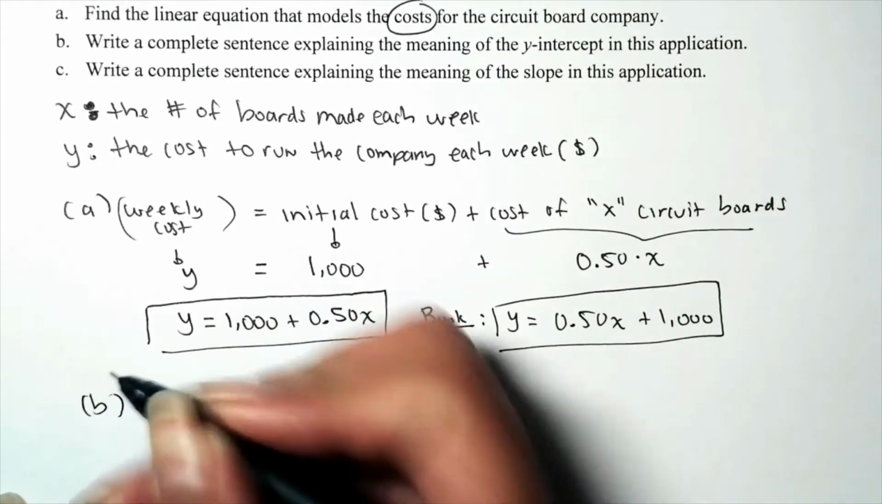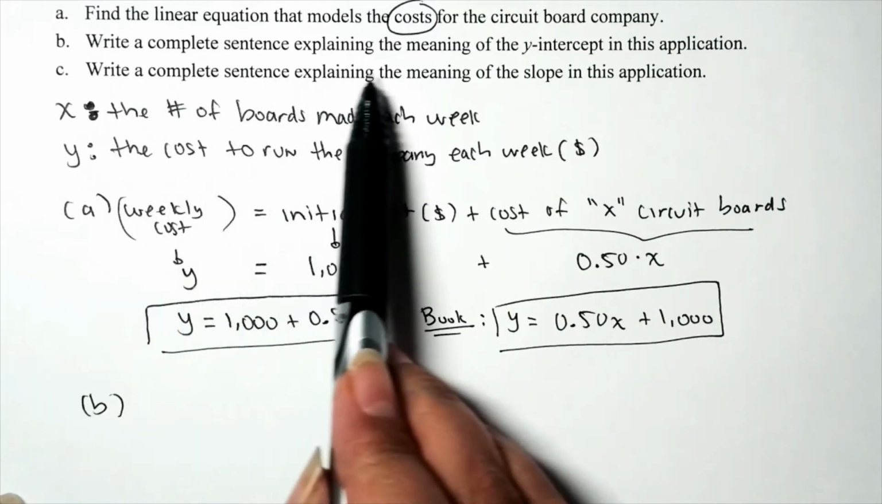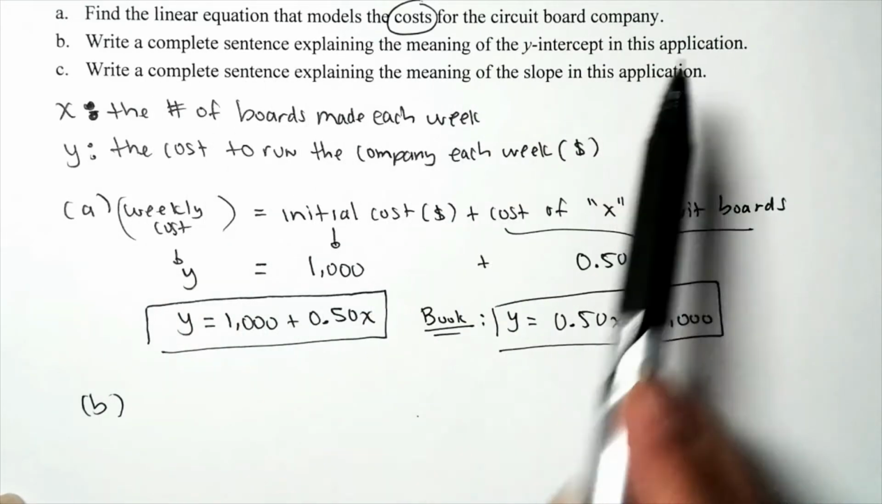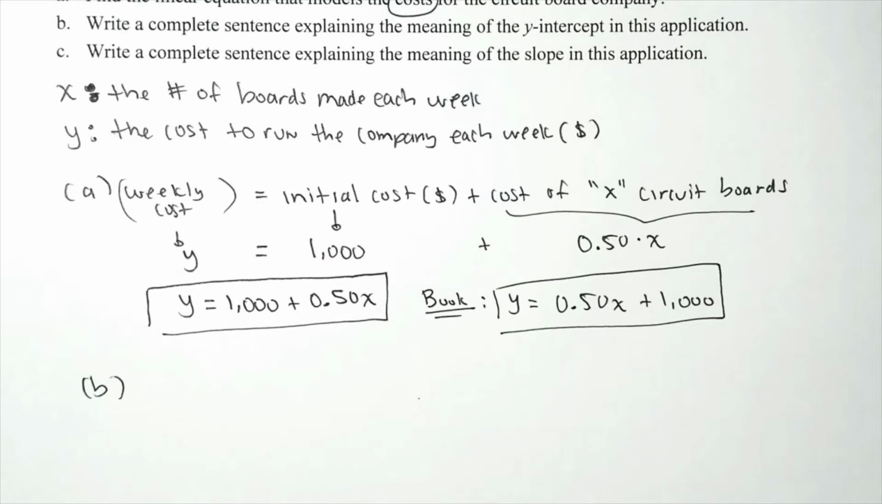Part B, write a complete sentence explaining the meaning of the Y-intercept in this application. Okay, I'm going to write a sentence. We all speak a little bit differently, so your sentence may be a little bit different than mine, but this is how I'm going to write it. Okay, give me a sec.